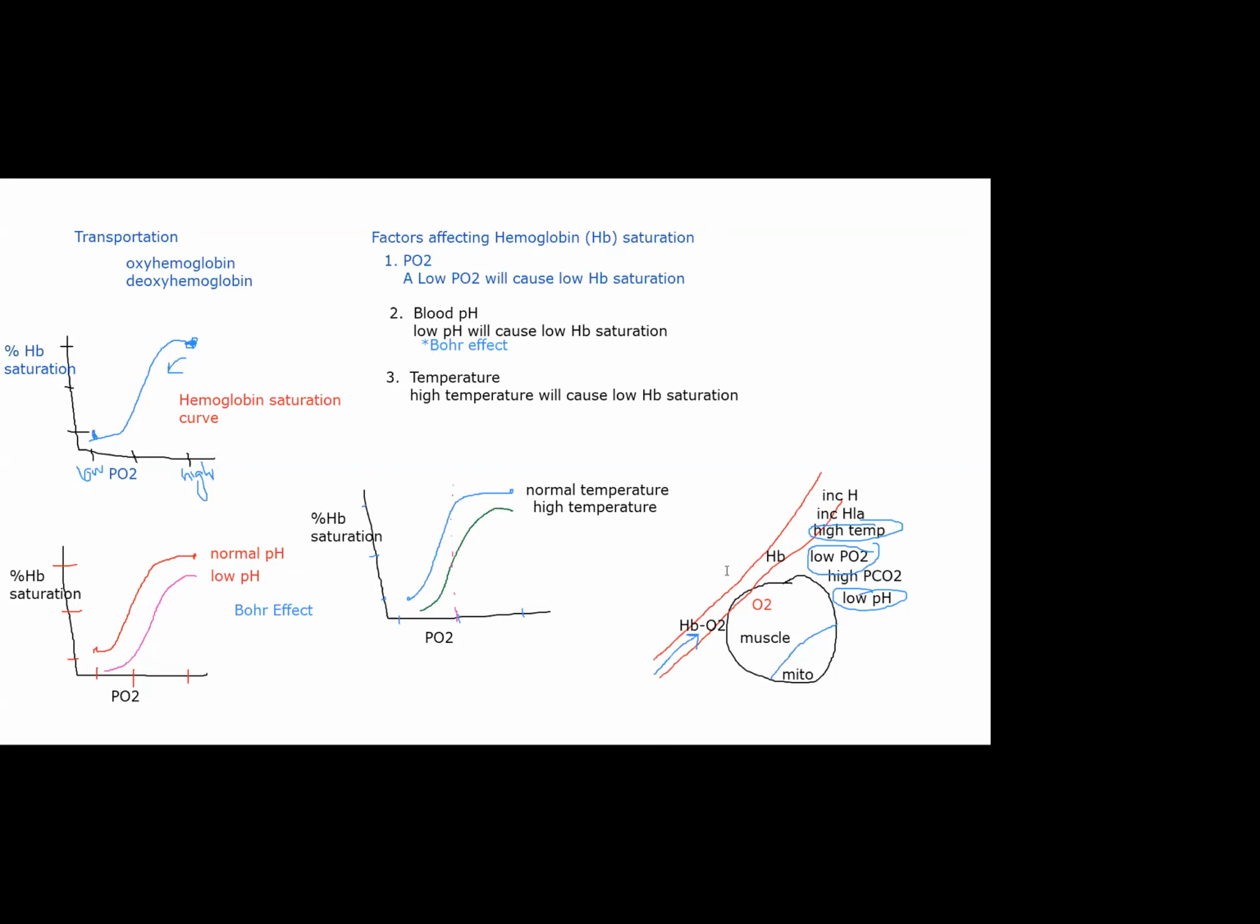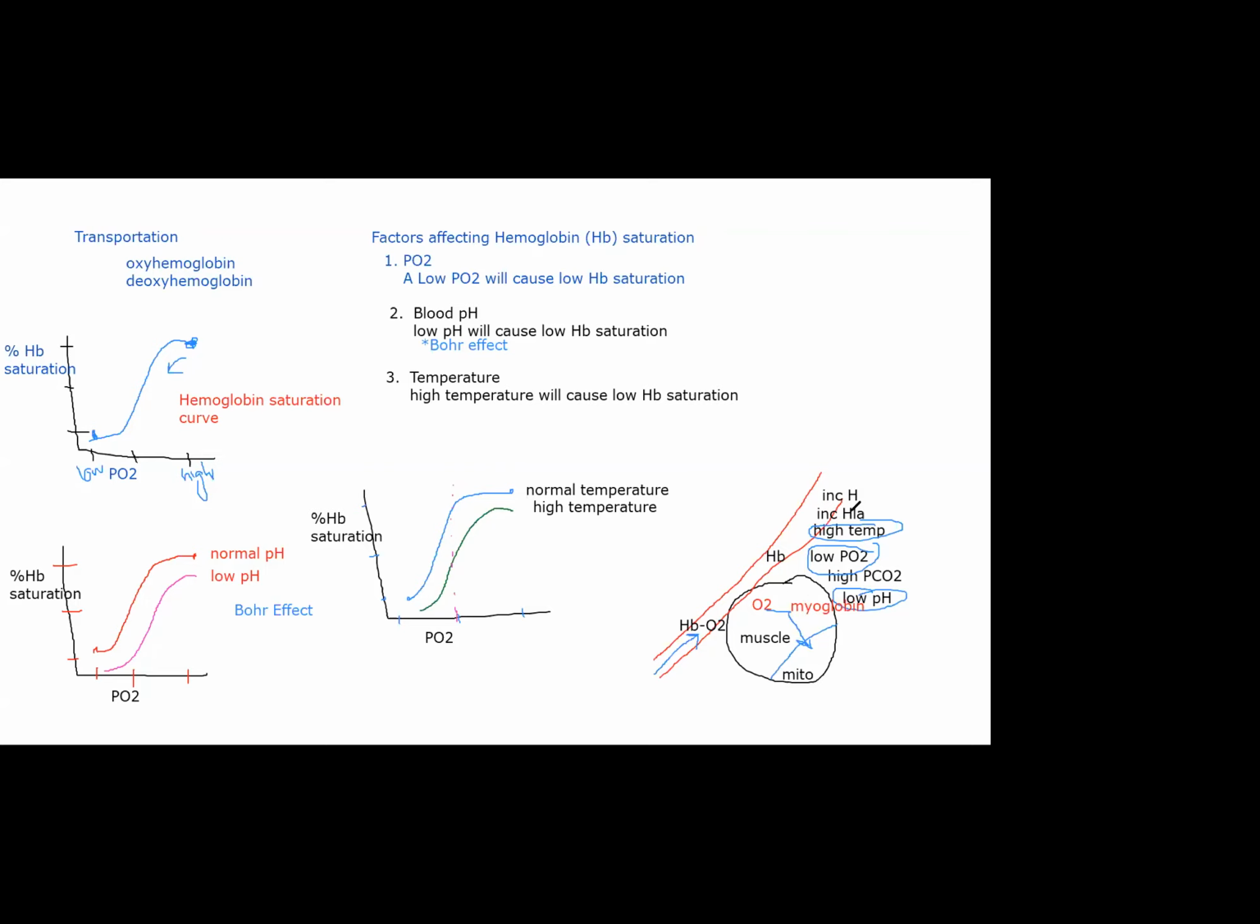Where do we need the oxygen to go? To the mitochondria. How do we get the oxygen to the mitochondria? With myoglobin. So remember that hemoglobin carries the oxygen when it's in the blood. Myoglobin carries the oxygen when it's in the muscle. So the myoglobin needs to pick up this oxygen that the hemoglobin dropped off and deliver it to the mitochondria where we consume it in the electron transport chain.